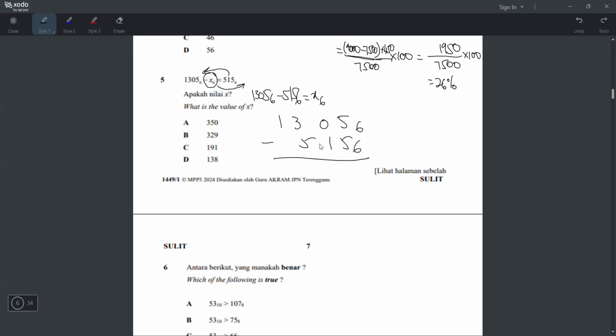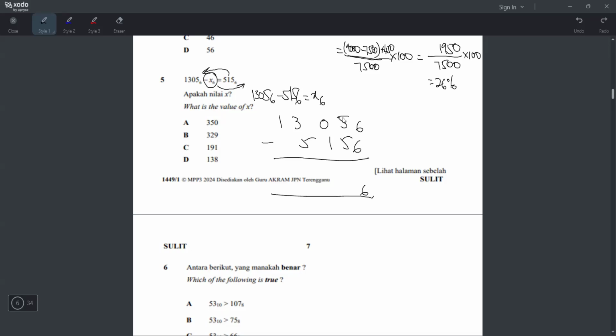But please don't go and press your calculator. Don't go and press 1305 minus 515. You cannot do like that because this is not base 10. For base 6 you can't just press like that. So the way to minus is we have to minus ourselves. Kita kena minus sendiri. No use calculator. When you take a base 6 number minus a base 6 number, you will end up with a base 6 number also. But how to minus? Very easy. Just do it like how you do it in sekolah rendah. Like when you learned in primary school, how do you minus?